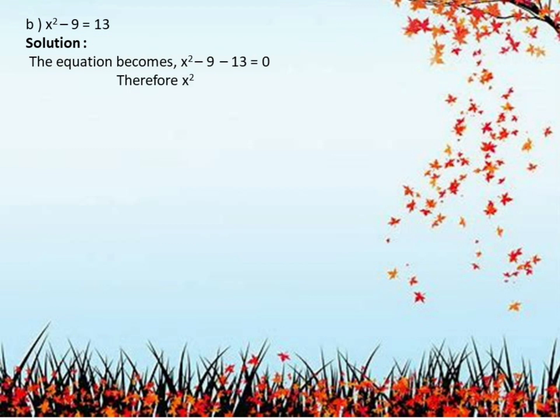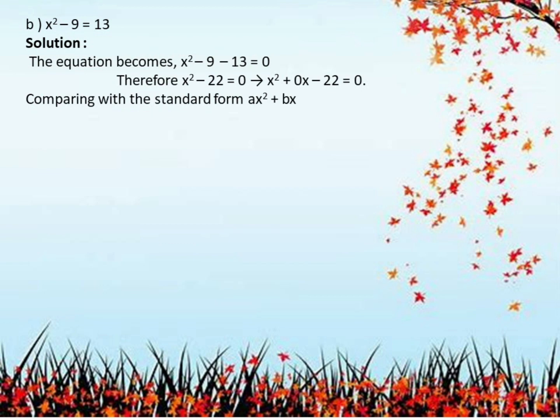Let us now see one more example. X square minus 9 is equal to 13. Solution. The given equation will become x square minus 9 minus 13 is equal to 0. It will become x square minus 22 is equal to 0, which is nothing but x square plus 0x minus 22 equal to 0. Comparing with the standard form ax square plus bx plus c is equal to 0, we get a is equal to 1, b is equal to 0, and c is equal to minus 22. Very easy sum. Let's move to the fourth question.